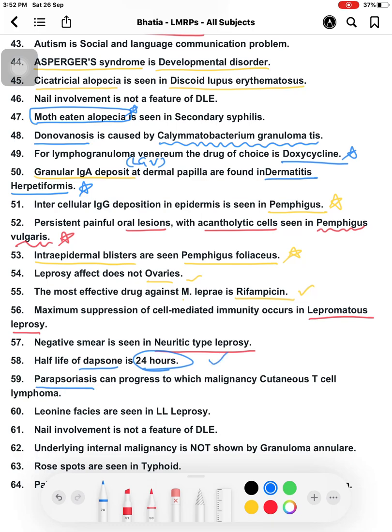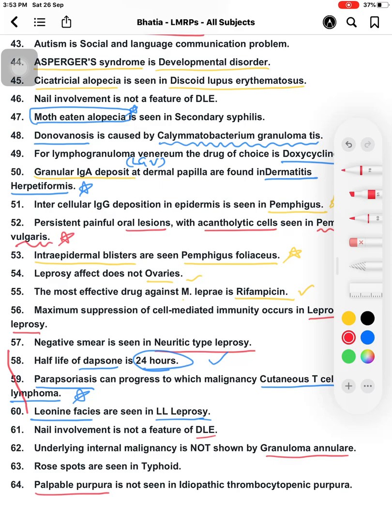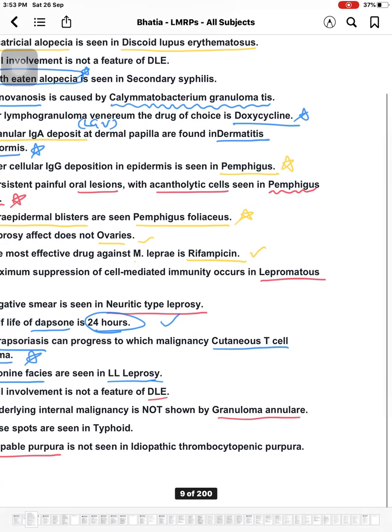Parapsoriasis can progress to which malignancy? It can progress to cutaneous T-cell lymphoma. Leonine facies is seen in LL type of leprosy. Nail involvement is not a feature of DLE. Underlying internal malignancy is not seen in granuloma annulare. Rose spots are seen in typhoid. Palpable purpura is not seen in idiopathic thrombocytopenic purpura.